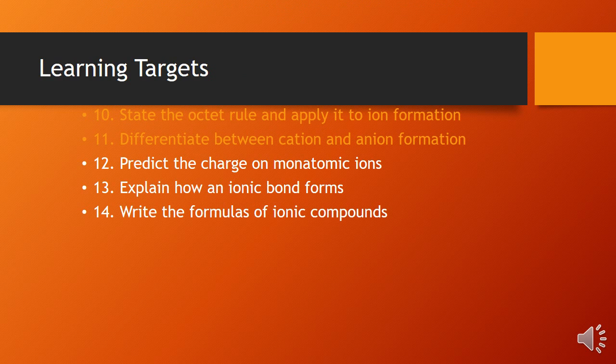So we've taken a look at these first 2 learning targets here. We've stated the octet rule, and we've applied it to ion formation. We've also differentiated between cation and anion formation. What we should be able to do now is to predict the charge on monatomic ions. And I just have a series of questions to help you understand what we mean by that.